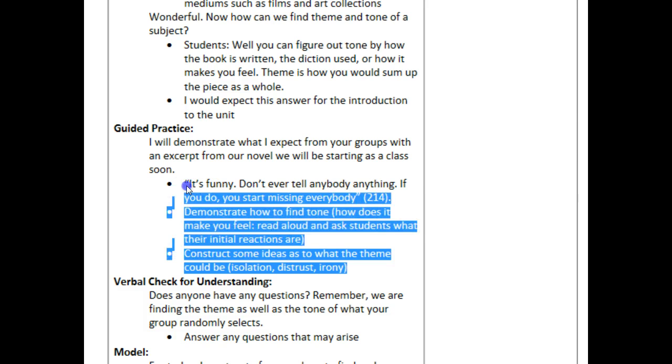Because this is your guided practice, I want you to really beef this up. So, you're going to spend a couple minutes here. You throw this quote up on the board. It's funny. Don't ever tell anybody anything. If you do, you start missing everybody.